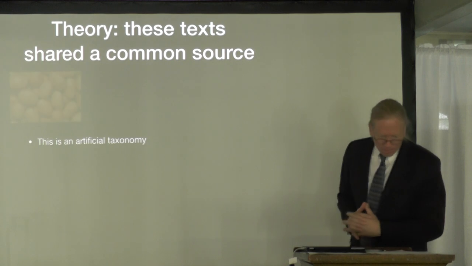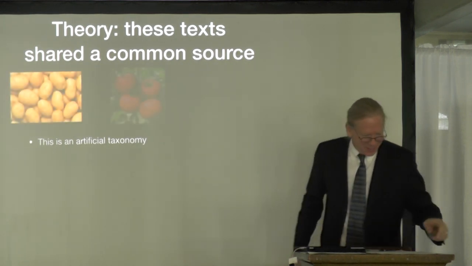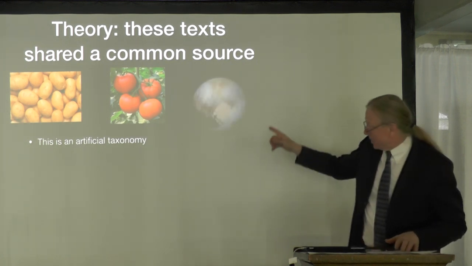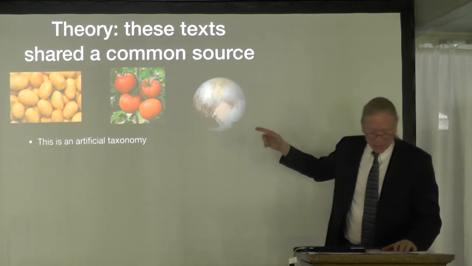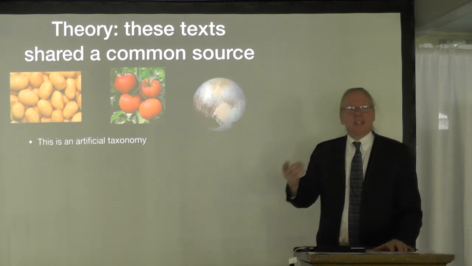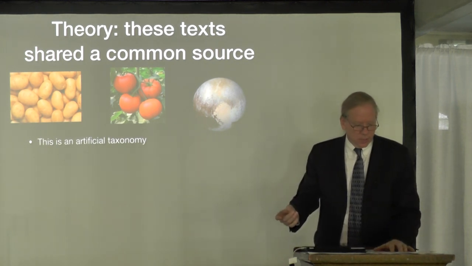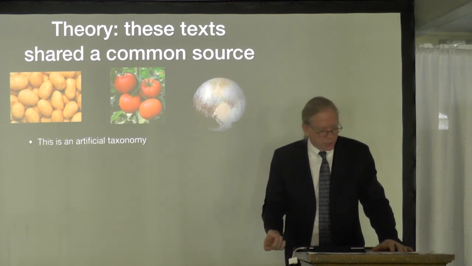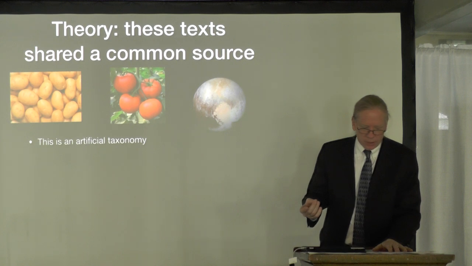Okay, I just want to, that's just kind of an example of this. As I said to you, it's a theory that these texts share a common source. But it's an artificial taxonomy created by scholars to describe biblical manuscripts that share similar characteristics.